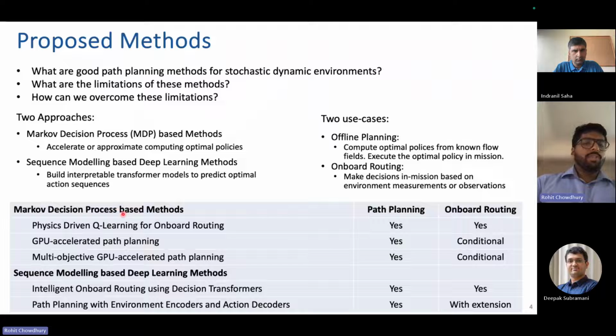So based on these two approaches, I have two sets of works. In the first set of works, there are three works based on MDPs, and then I have the next two based on deep learning methods, and I'll go over each one of them in time.